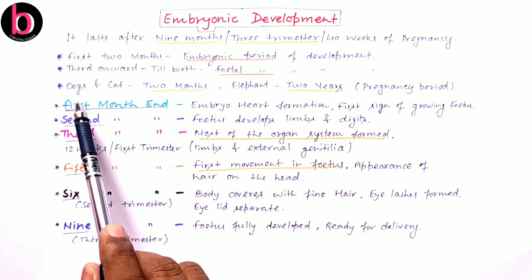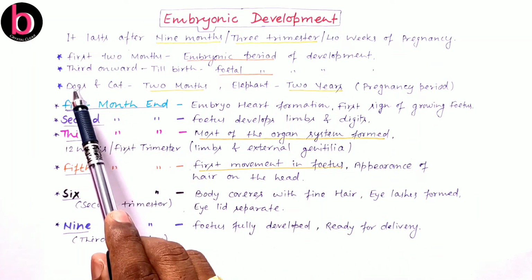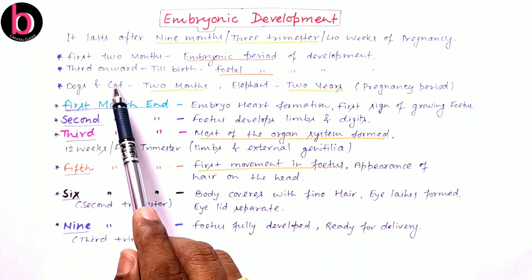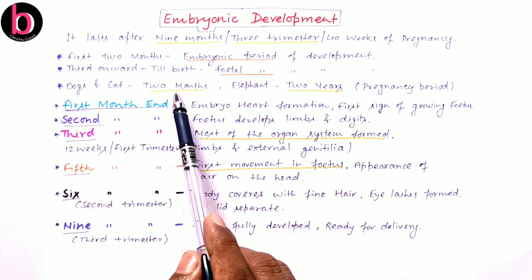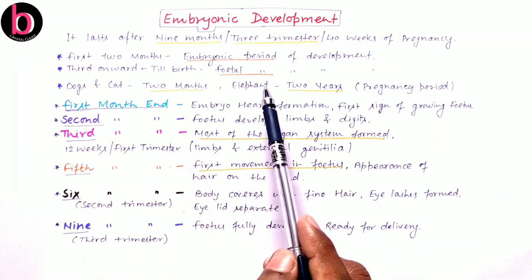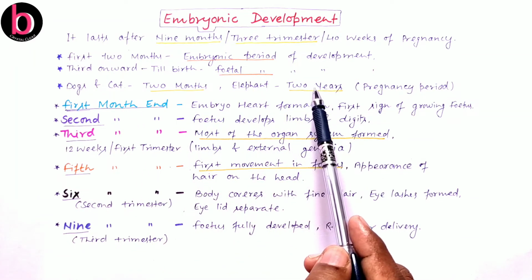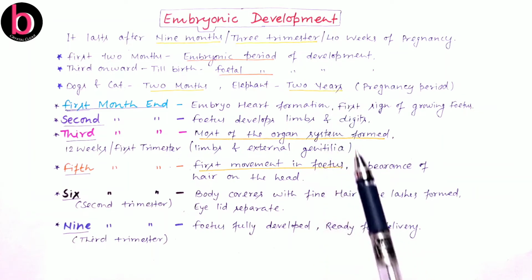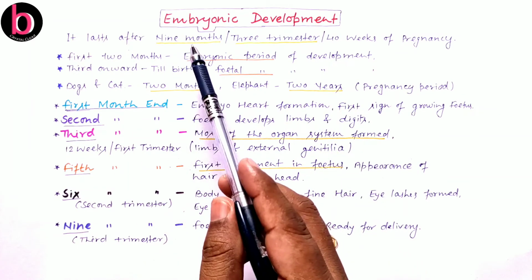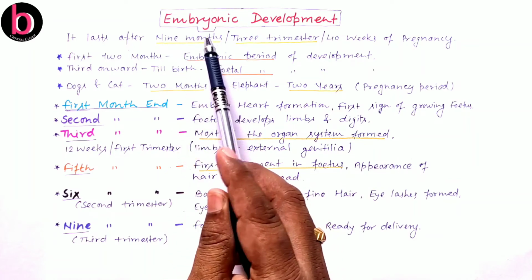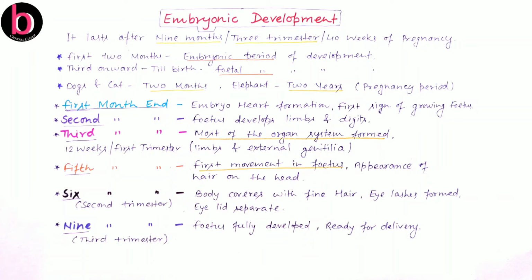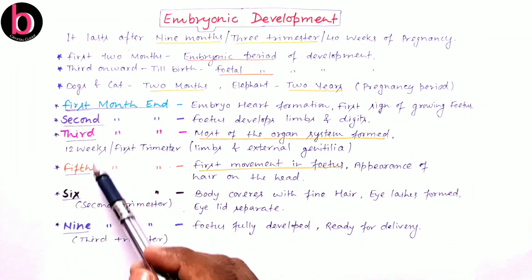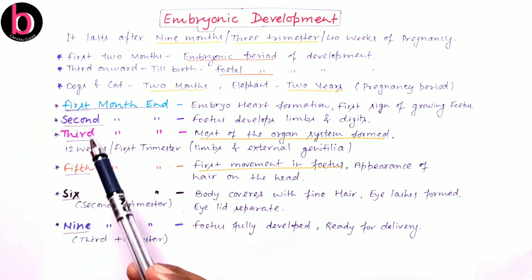In NCERT, there is a question related to the pregnancy period of dog, cat and elephant. So this is given here: for dogs and cats this is about 2 months, while in case of elephant, this is 2 years. In case of human, as we discussed, the pregnancy period or embryonic development period is 9 months. So what changes occur during these months of pregnancy? These few points are given directly from NCERT.